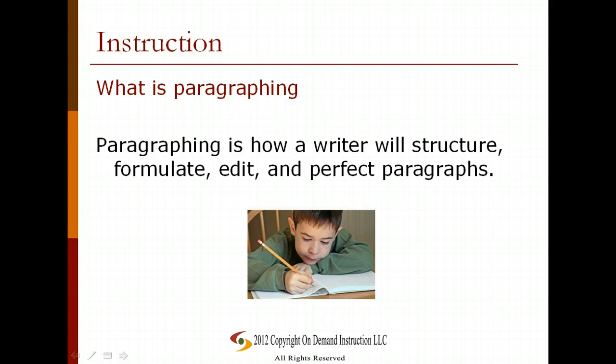When we talk about paragraphing, what are we talking about? Paragraphing is how a writer will structure, formulate, edit, and perfect paragraphs. So it's really the activity that the writer takes when they're creating their paragraphs.